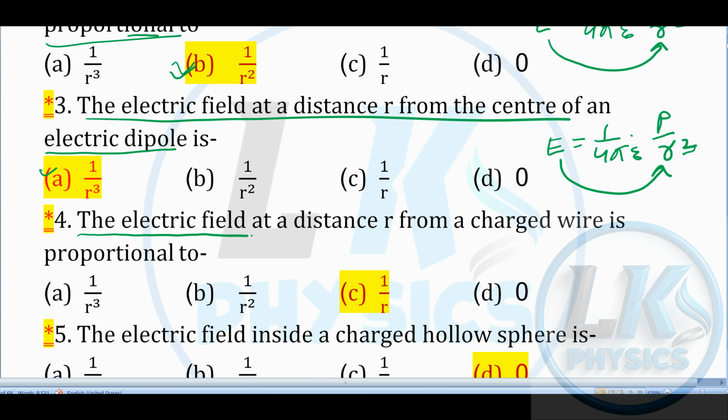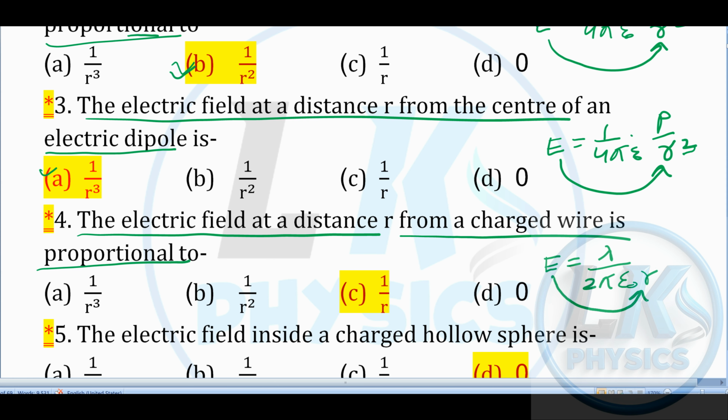The electric field at a distance R from a charged wire is proportional to. For a linear charge, the electric field intensity is written as E equals lambda upon 2 pi epsilon naught r, and the relation of electric field with r is 1 upon r. So C is correct.